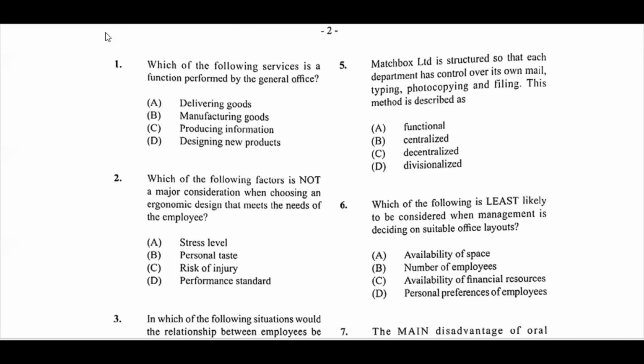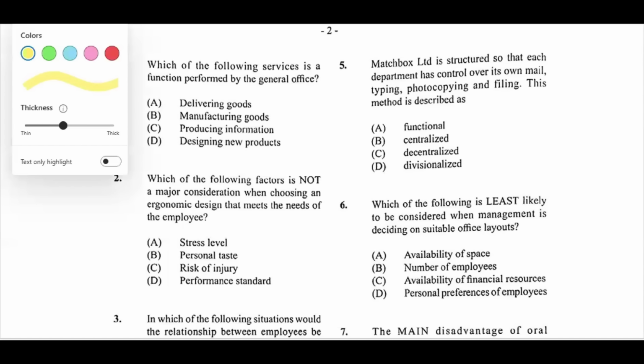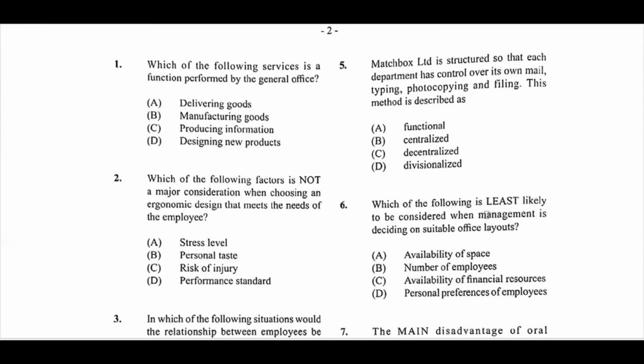Which of the following services is a function performed by the general office? So the general office, when you're talking about a general office, the number one service, no matter what the office is, if it's a marketing office, if it's a customer service office, all of them have one thing in common, that is producing information.